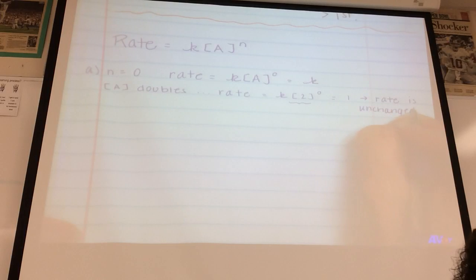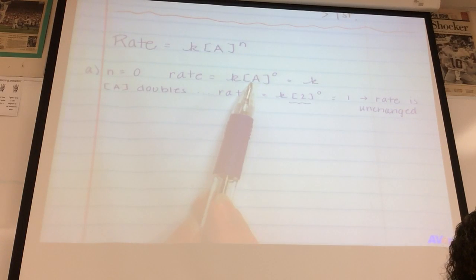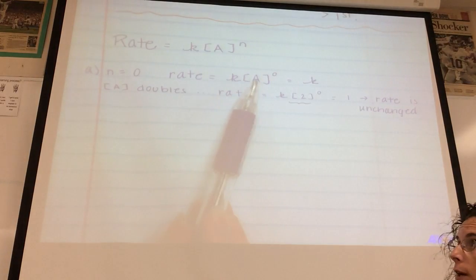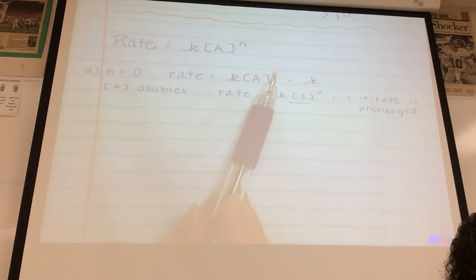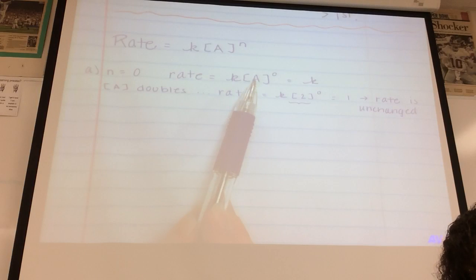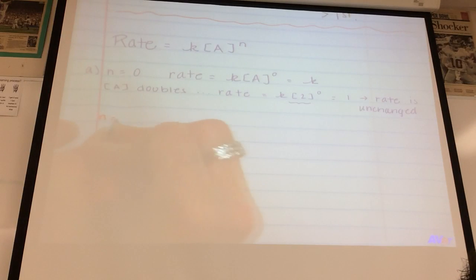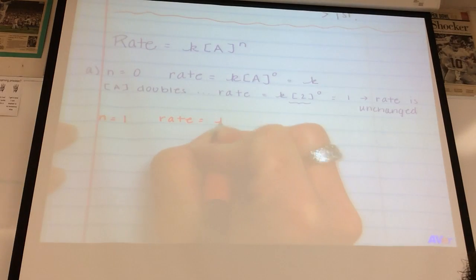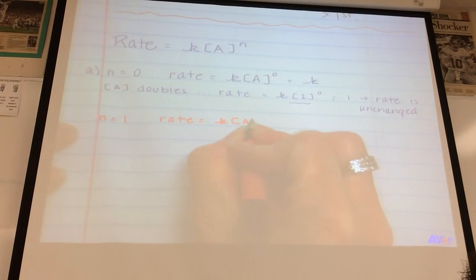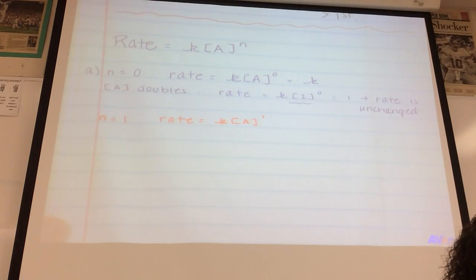And it doesn't matter what we do to the concentration. If we half it, it's still 1. If we quadruple it and put a 4 in it, it's still 1. So it doesn't matter what you do to the concentration when the order with respect to A is 0. There's no effect on the reaction rate. Let's say that n is 1. The rate is equal to k, A to the first power.